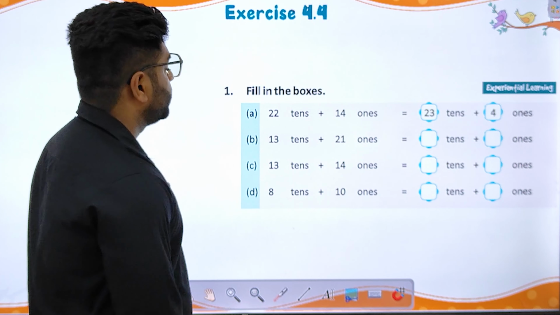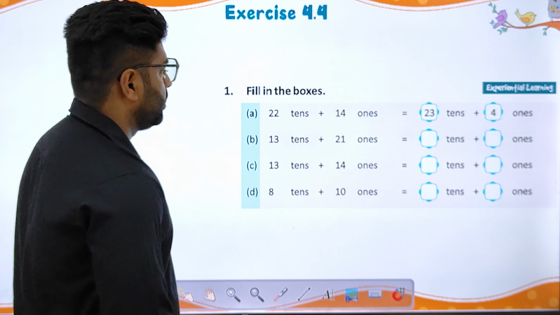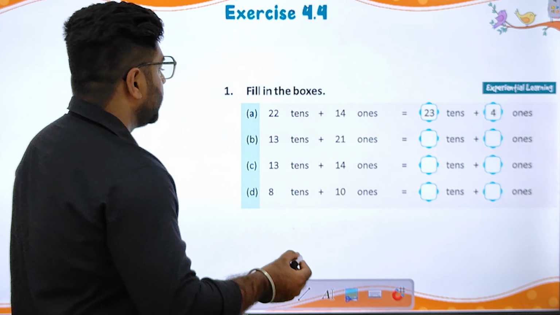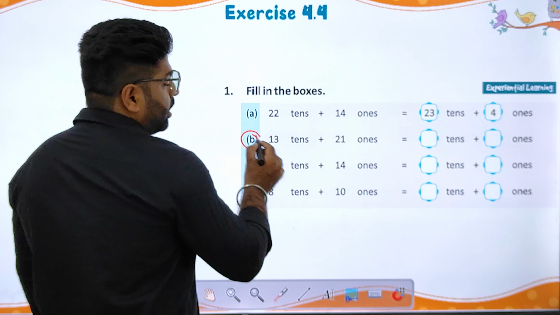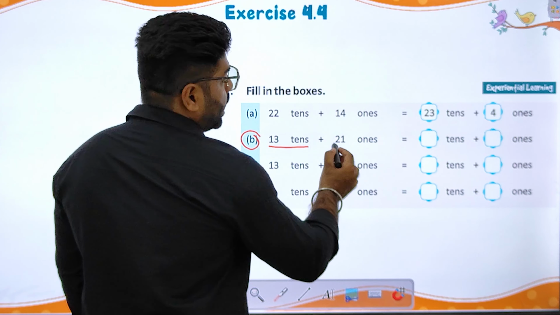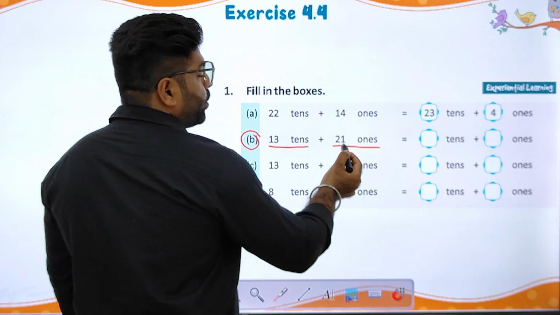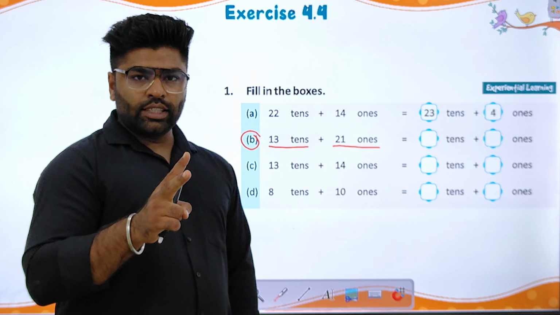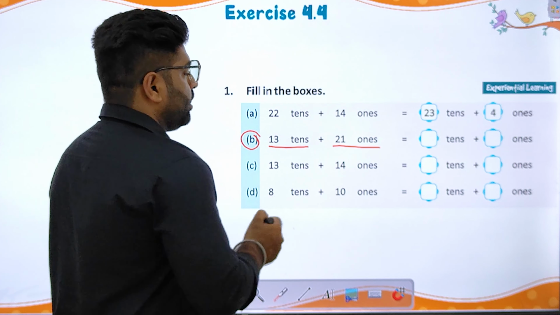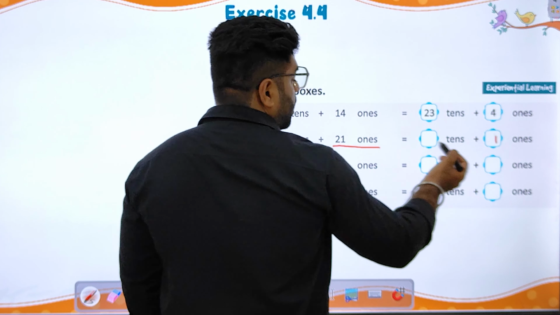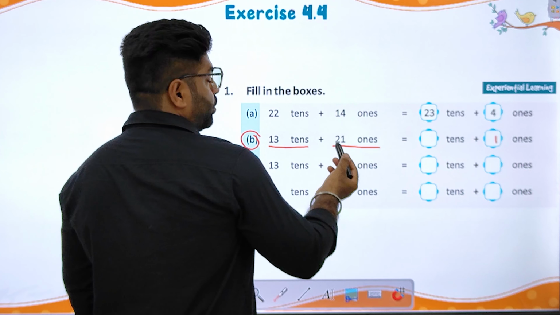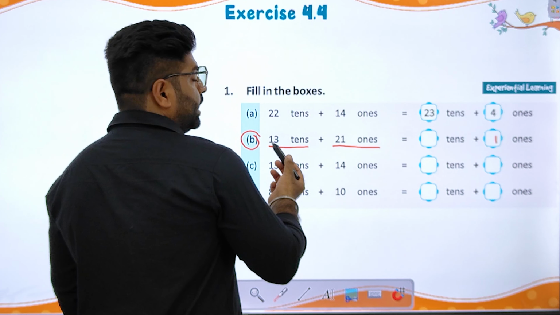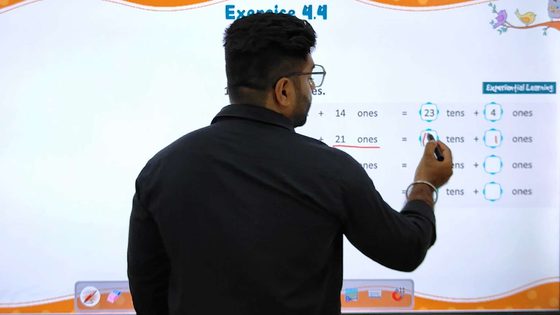Okay, now come to our next part, that is our exercise 4.4. Here we are having some questions. Let's solve it. Let's pick B part. Here we are having 13 tens and 21 ones. So 21 ones means here we are having 2 tens and 1 one. So we can write 1 one here first, and how many tens are there? 2. 2 tens and 13 tens. That means 15 tens are there.